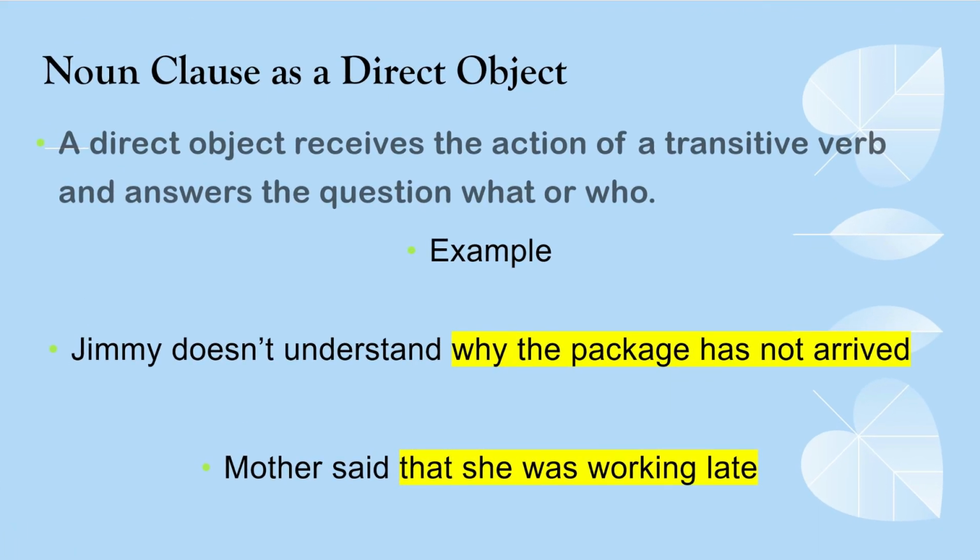Number 2, noun clause as a direct object. A direct object receives the action of a transitive verb and answers the question what or who. Example, Jimmy doesn't understand why the package has not arrived. Mother said that she was working late.